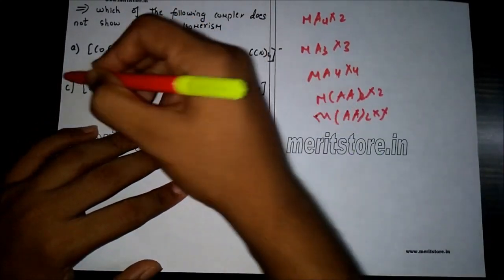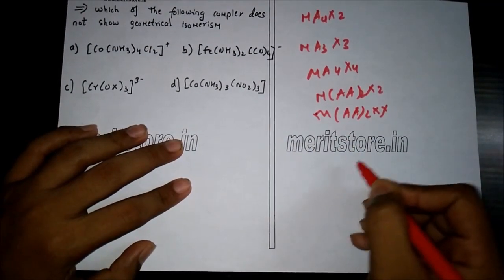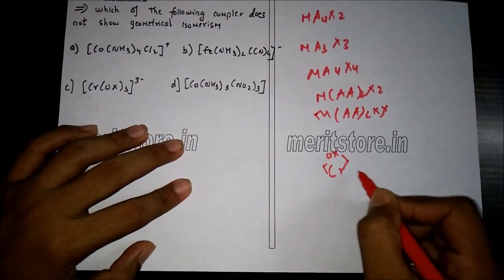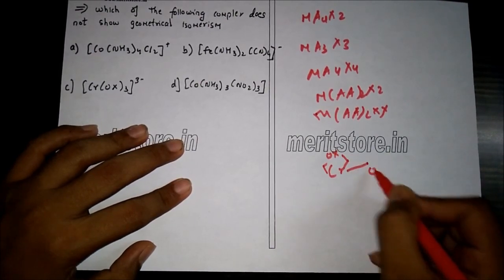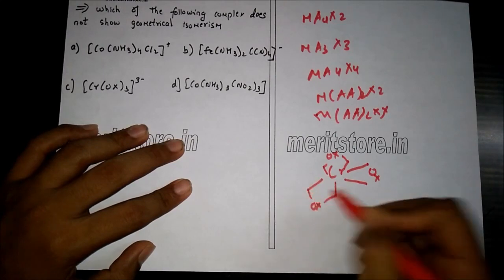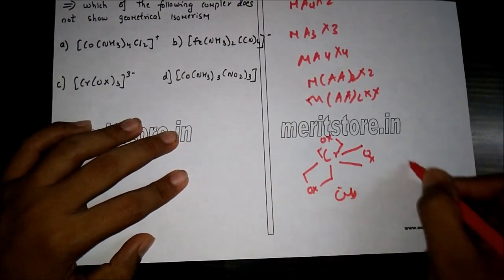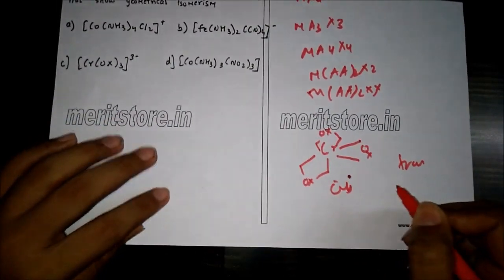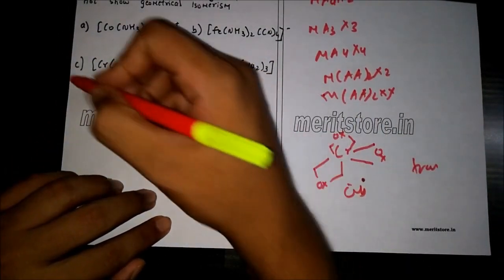Now, out of all of the options, option C has a cis and a trans isomer which looks like this: OX, OX, OX, OX, OX, OX. Now, this is a cis, and the trans is also the same as the cis. Therefore, they cannot exhibit geometrical isomerism, and therefore, the correct answer is option C.